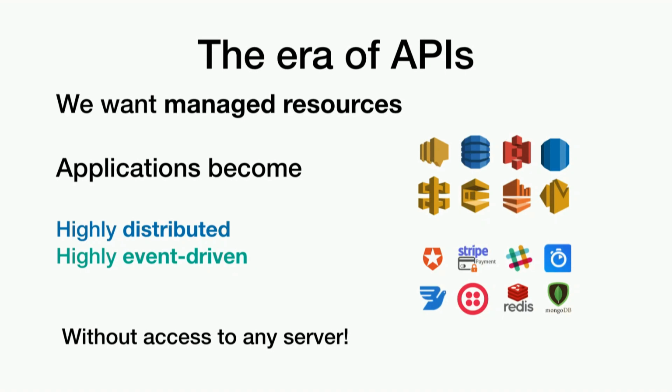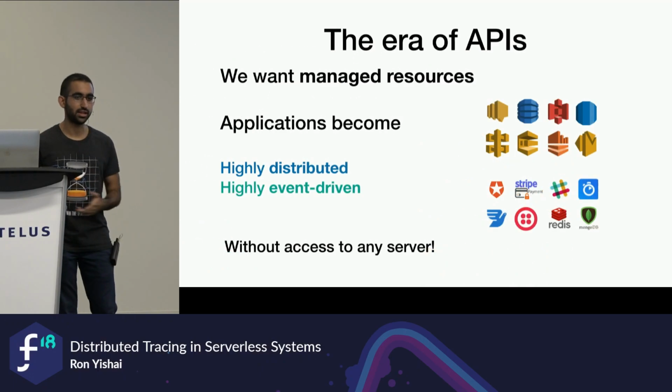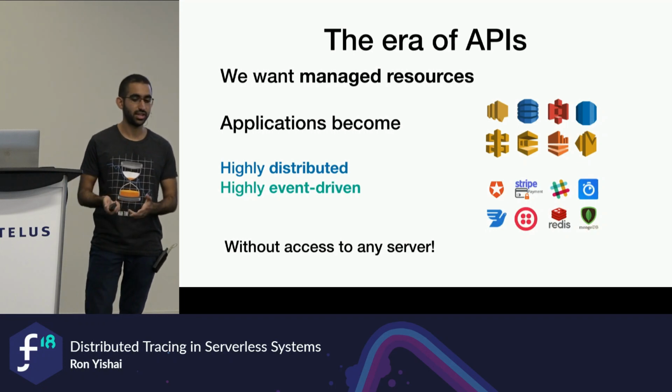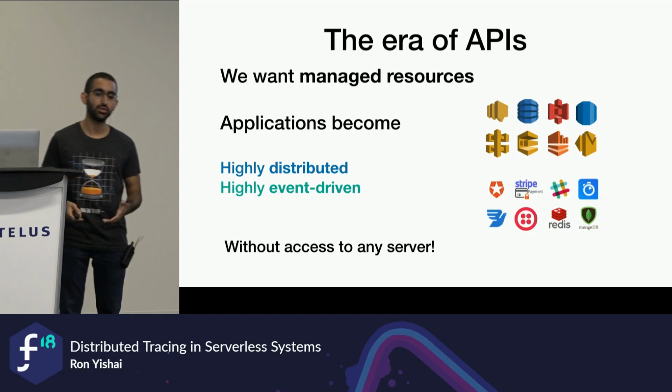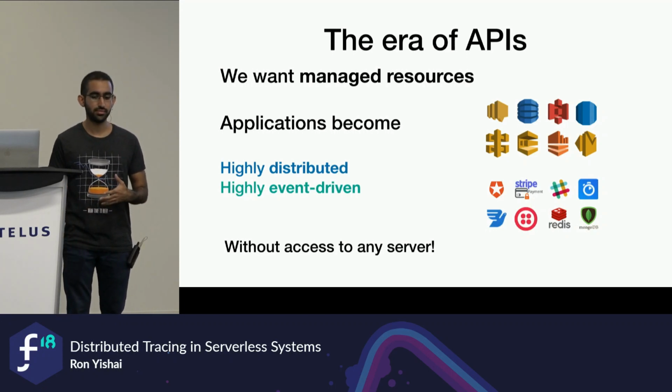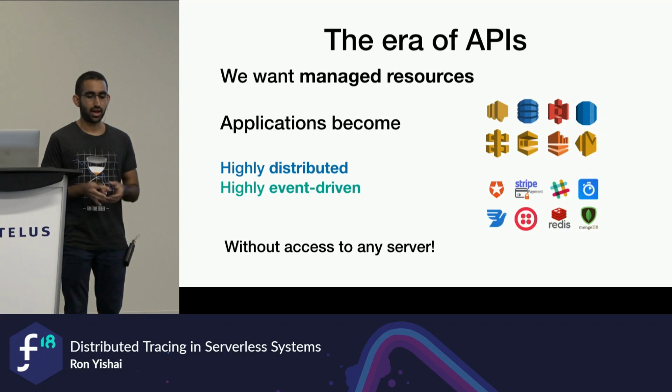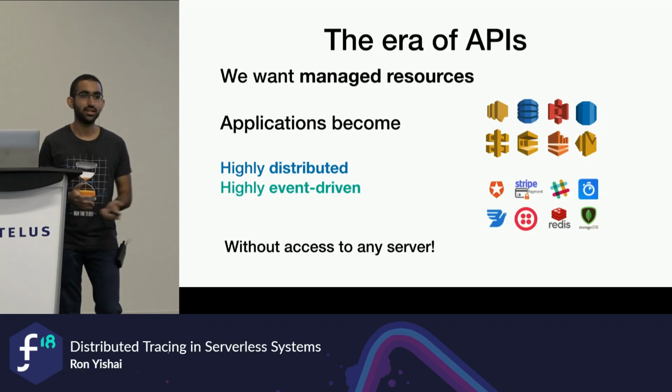We also have a lot of third-party services like Auth0 for authentication, Stripe for billing, Slack for messaging and notifications, and many others. And I think that most of us know that they're very helpful and we want to use them as much as possible, but what comes is that applications become highly distributed and highly event-driven.